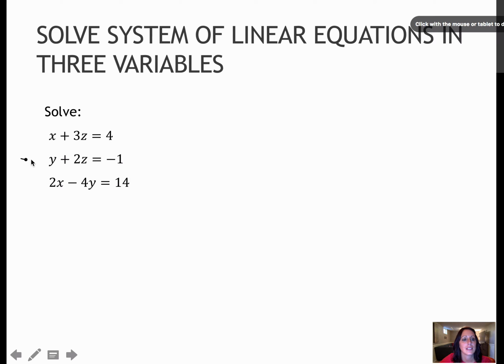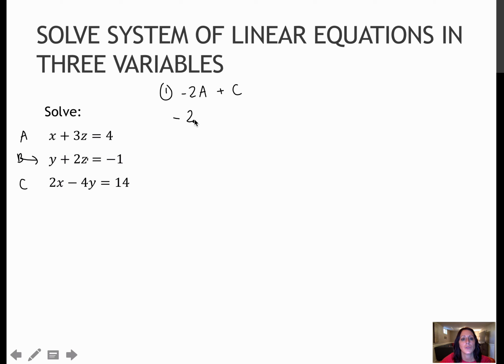So, for instance, this has a y and a z. Both of these have x's. So I'm going to use these two, which is a and c, and I'm going to use those to eliminate my x value so that I have an equation that just has y and z. So I'm going to take -2 times a, because that will then give me a -2x to add to the positive 2x, and I'm going to add that to equation c.